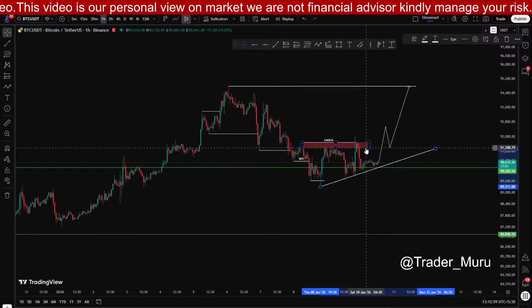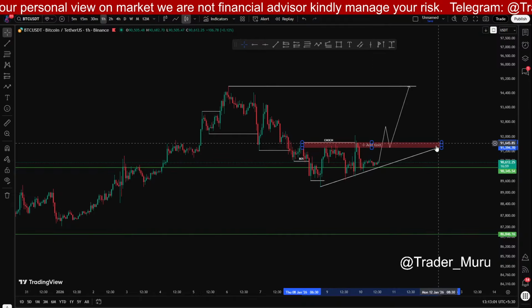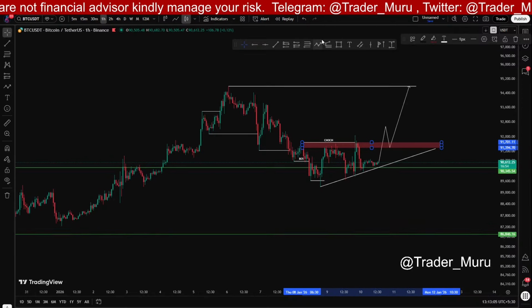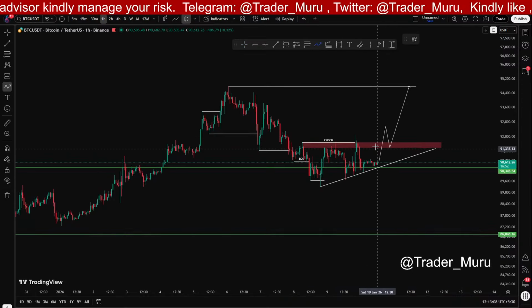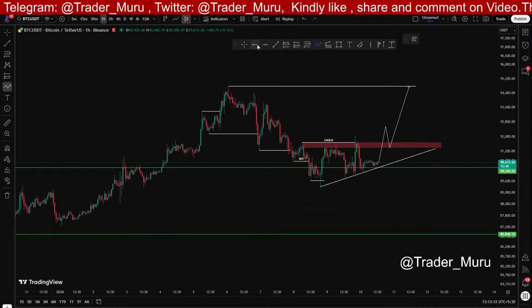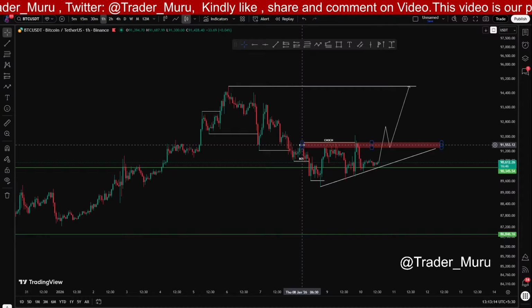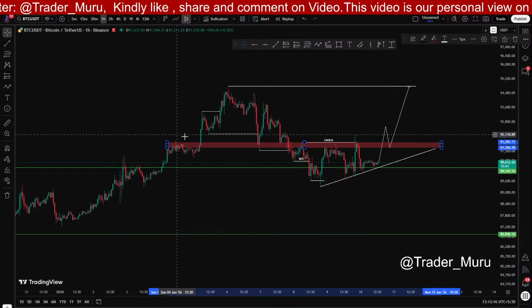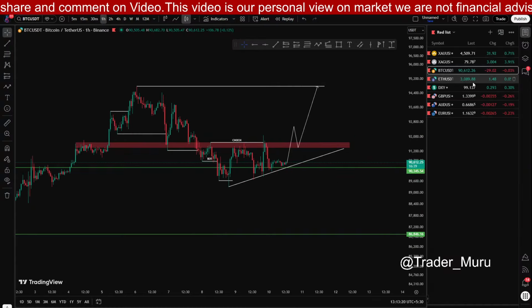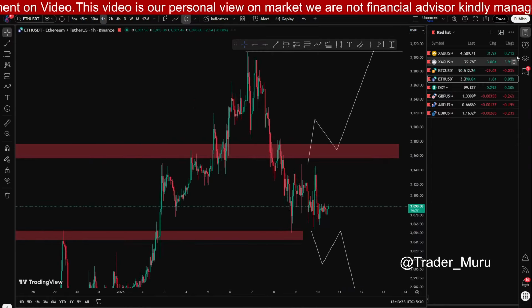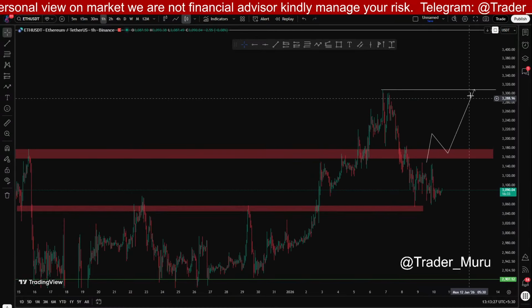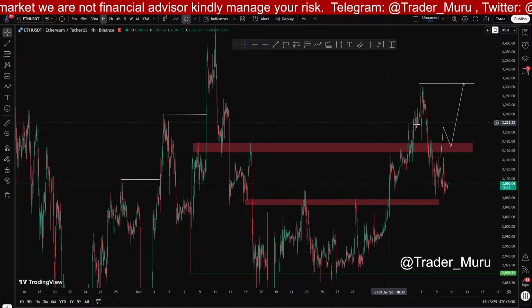Maybe in this weekend we can see a fake out below. Price will continue to range here until it gives a clear breakout here. After the breakout, you can buy on retest. This is a clear resistance right now. Wait for flip. Same for Ethereum. We need flip of this area, then it will pump for high again.